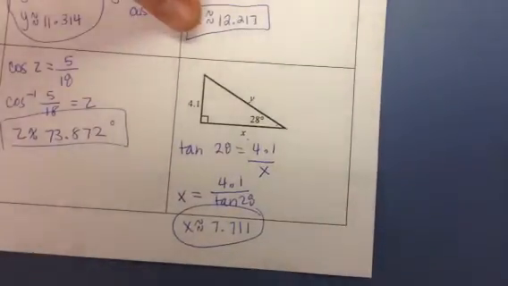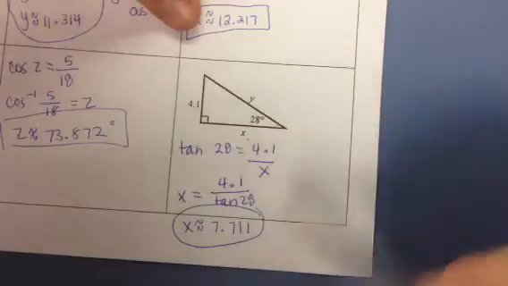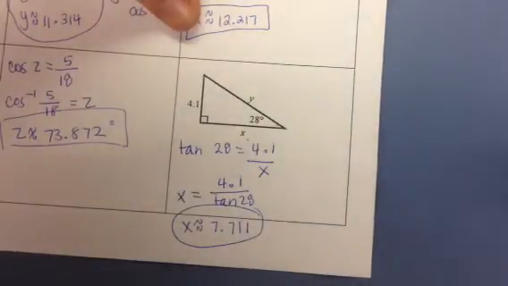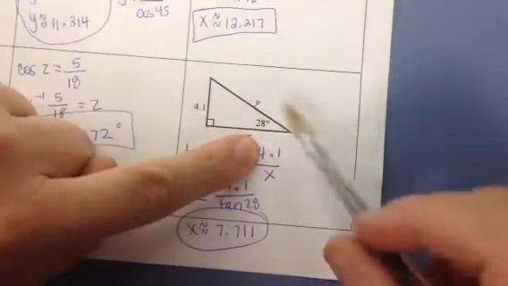Okay? Last but not least, we can find y. Now, I could use the Pythagorean theorem to find y, but again, if I made a mistake finding x, I'm just going to make that mistake again if I use x to find y. So instead, I would use trig. You could use whichever one, though.